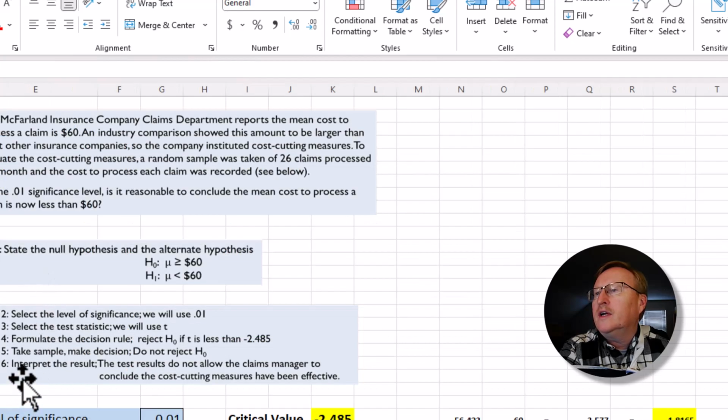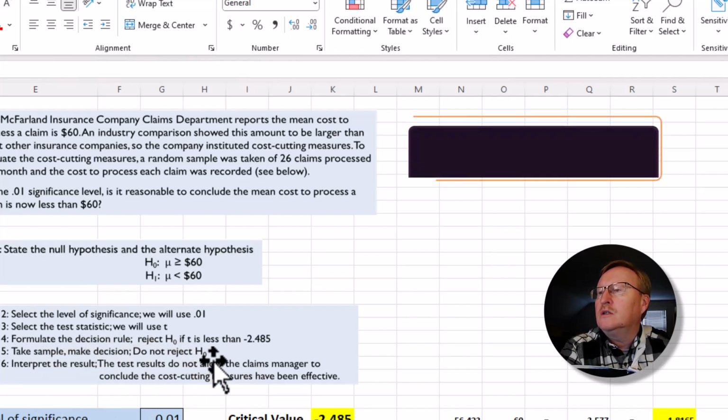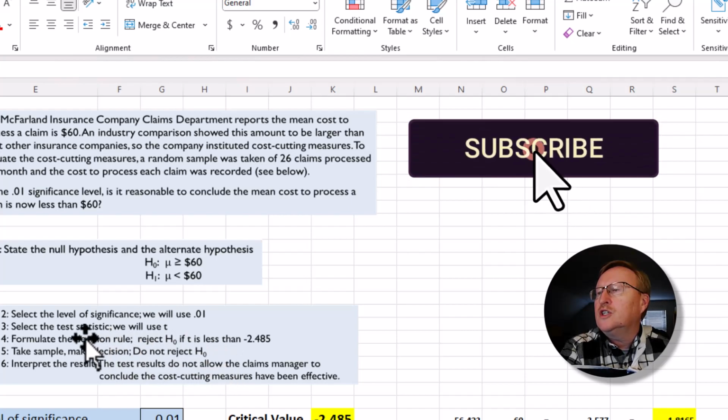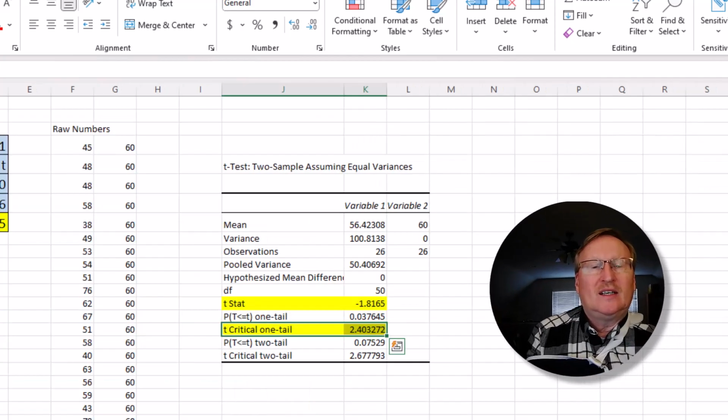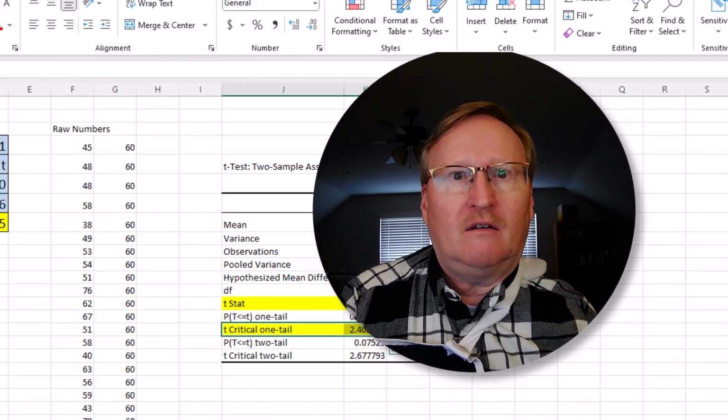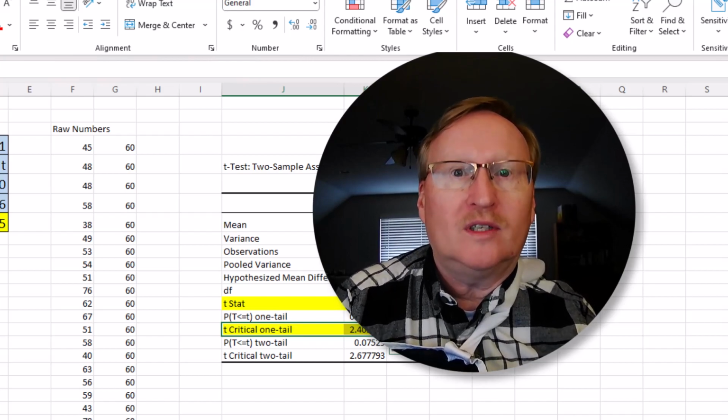Let's go back over here. Here's my 6 steps. This book uses 6 steps. Some uses more. But it says make the decision. The decision is to not reject the null, right? Formulate the decision. If the null hypothesis, reject if t is less than. So here we take the example. Do not reject the null. Trick Excel into calculating a 1 sample t-test.